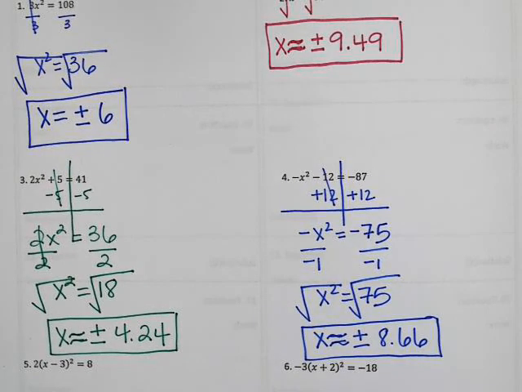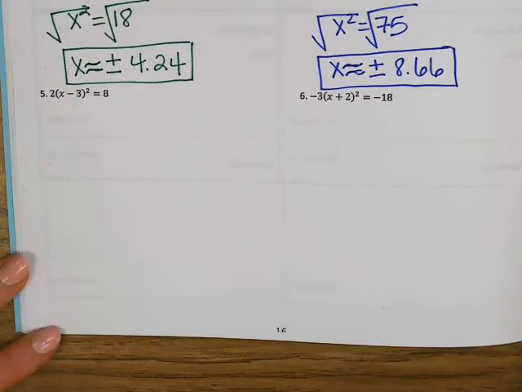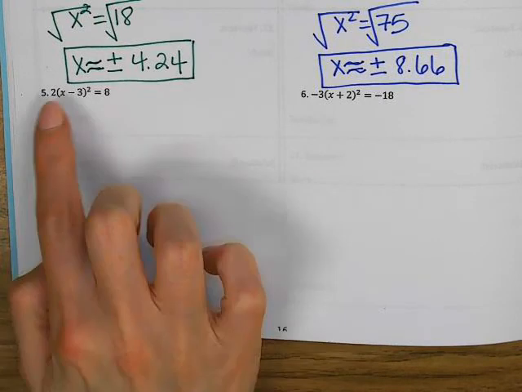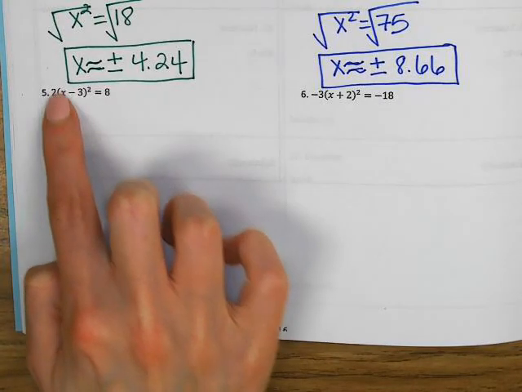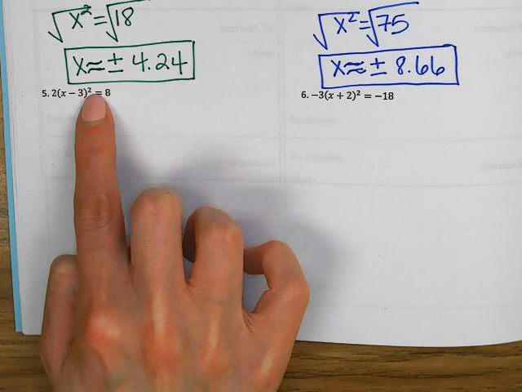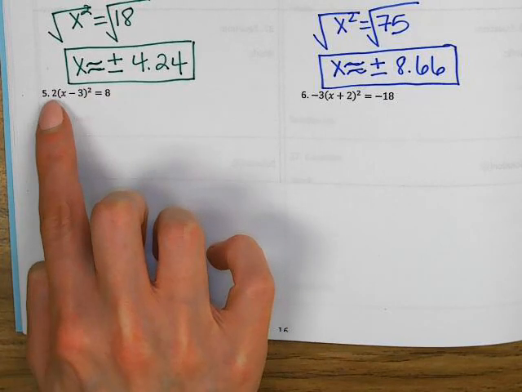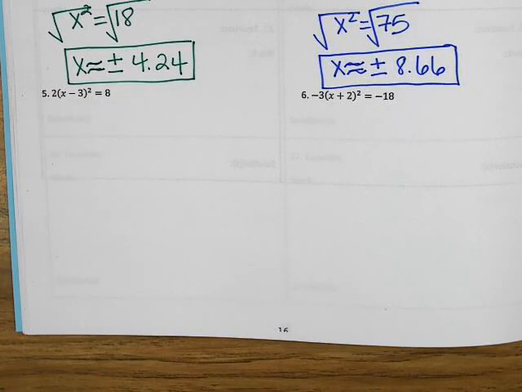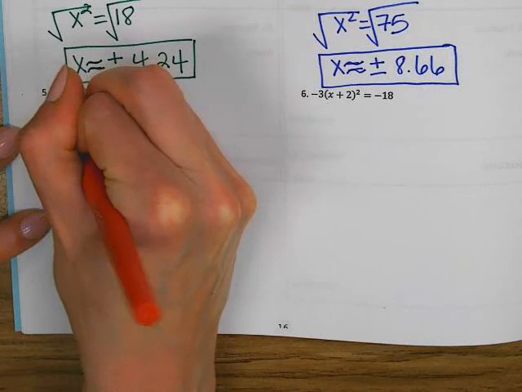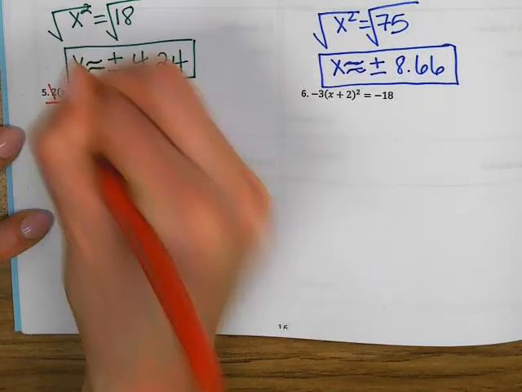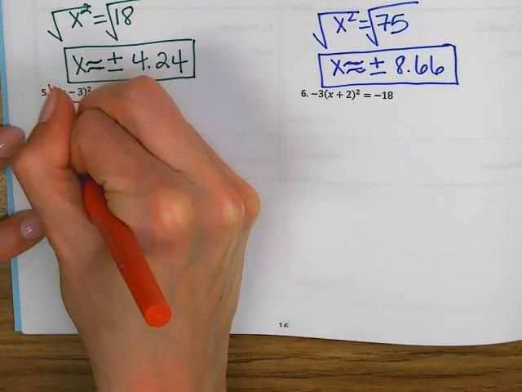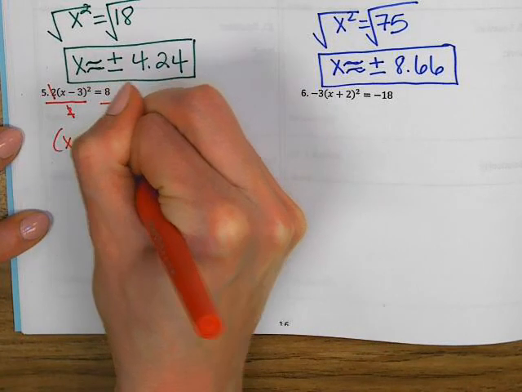Okay, 5 and 6. Remember in this one we said do not distribute. You cannot distribute into a parentheses squared. So we have to undo that 2 right away by dividing by 2. So divide by 2. Undo that 2 by dividing right away. Gone. And now we're at x minus 3 squared equals 4.